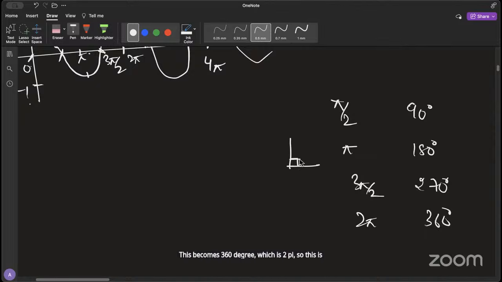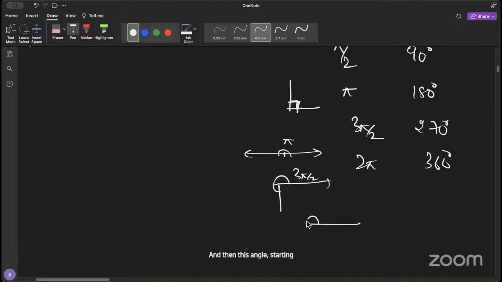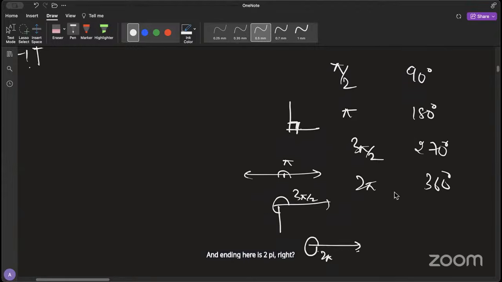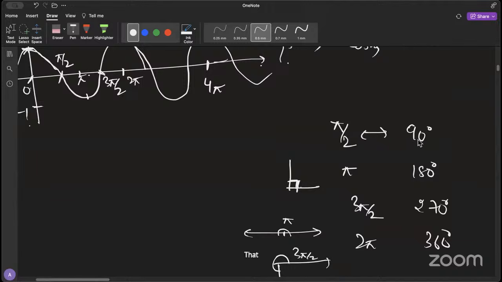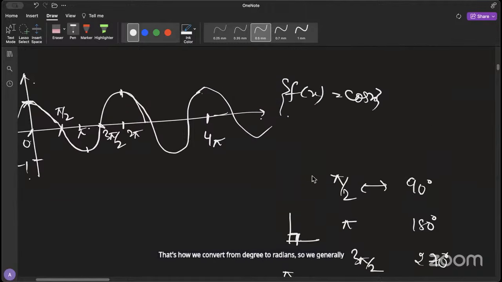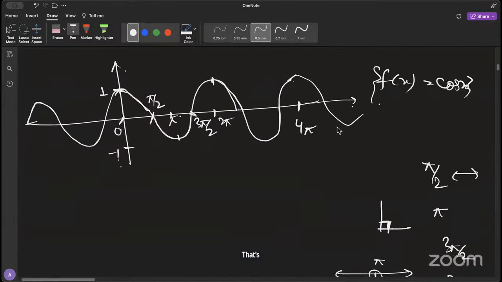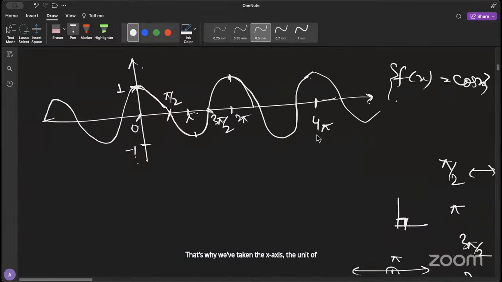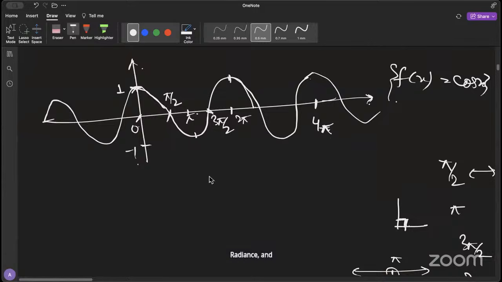So this is the pi by 2 angle. This one, which we call 180 degrees, is the pi angle. Then this angle starting from here to here is 3 pi by 2. And then this angle starting from here and ending here is 2 pi, right? So that's how we convert from degrees to radians. We generally take angles in radians. That's why we have taken the unit of the x-axis in radians, and we have taken pi here.